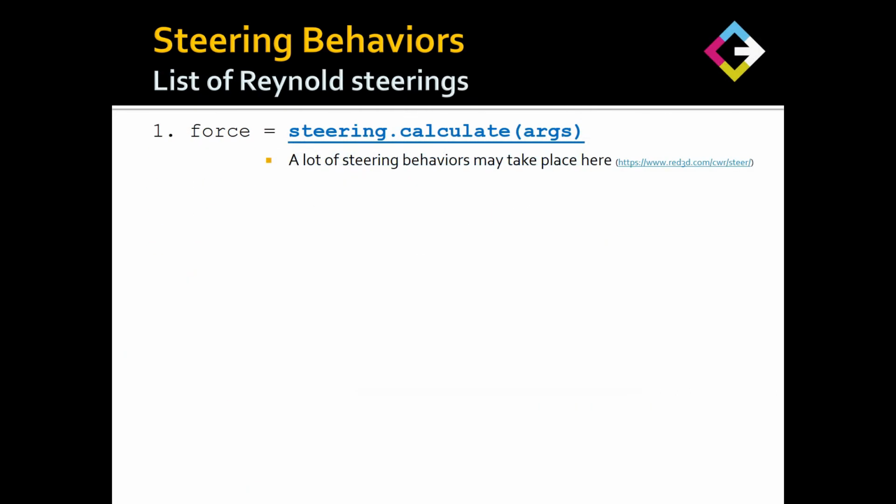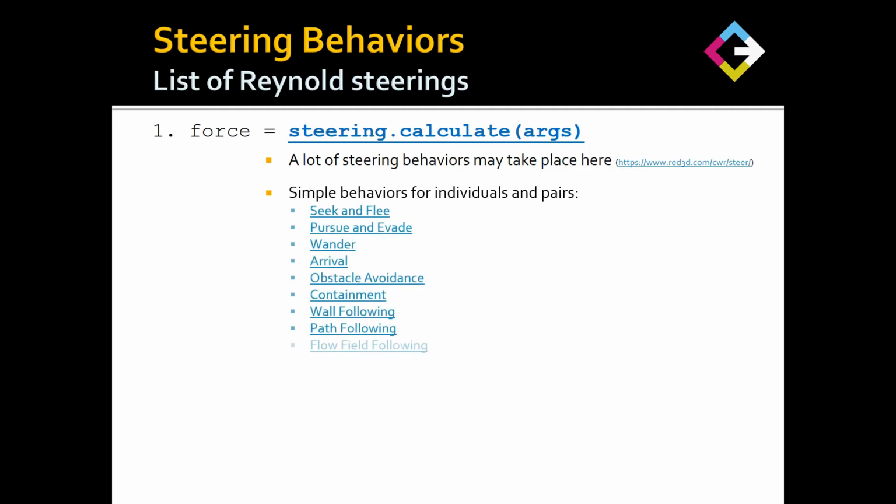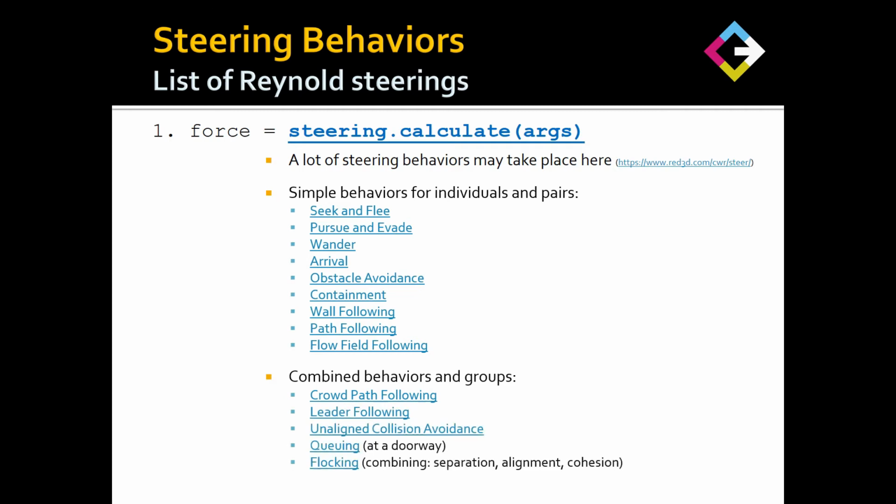Now, a lot of steering behaviors, or steering rules if you wish, can take place in the first step of the steering movement algorithm. Here is the list of original Reynolds behaviors. We will go through most of them. For the rest, I would like to point you to the Reynolds page about steering behaviors.